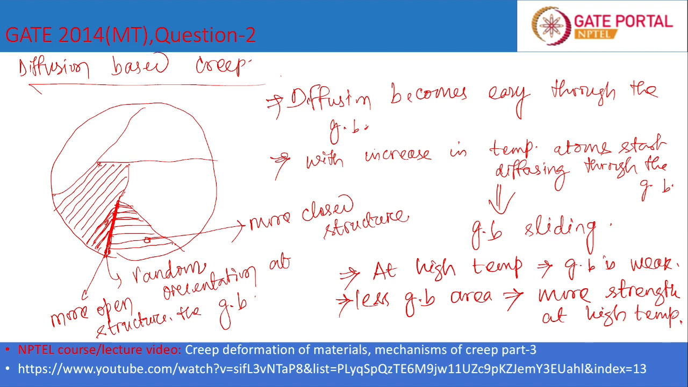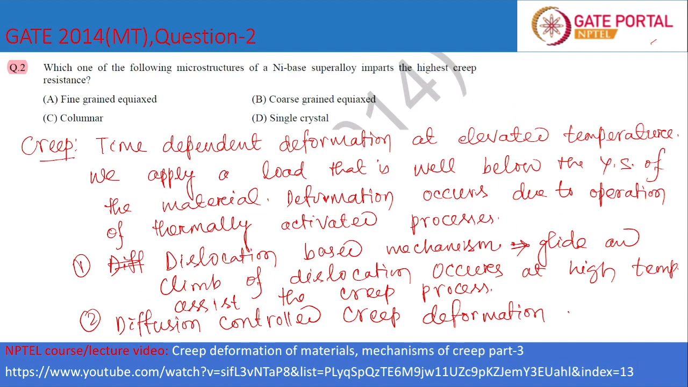Okay, so now let's see the options. One is fine grain equiaxed. This is not our answer because fine grain means more grain boundaries, so it will assist the creep deformation. Coarse grain equiaxed is better as compared to fine grain structure. Columnar is also not the answer. Single crystal is the answer, because single crystal means we have a single grain in one orientation and there are no grain boundaries. So this is our answer, single crystal.